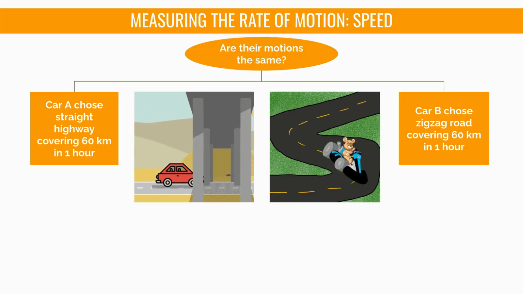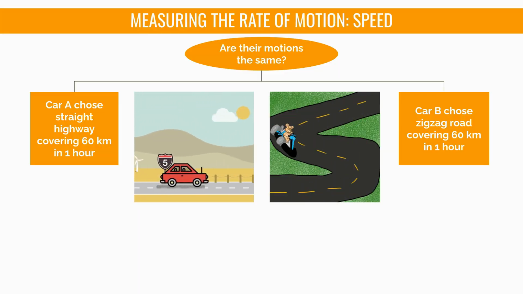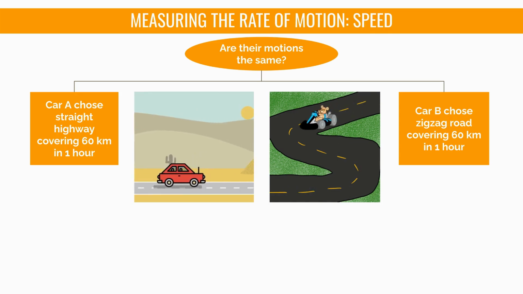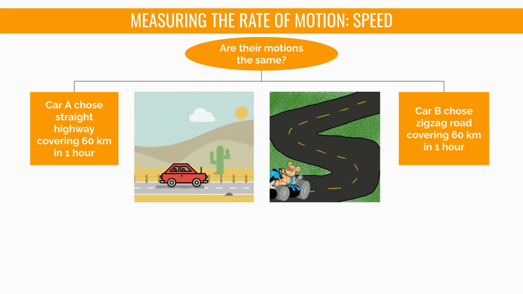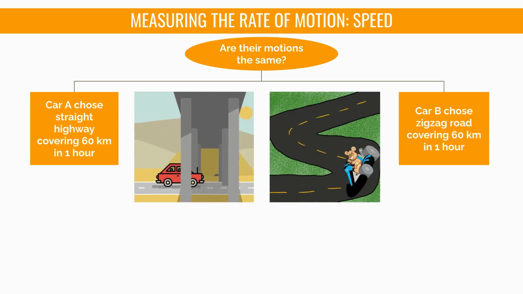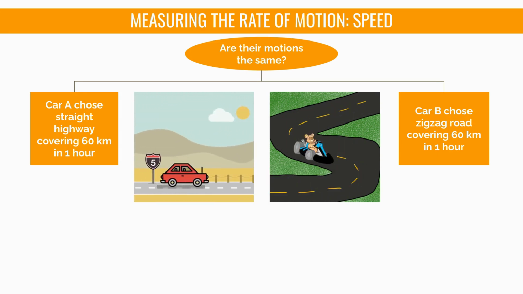Imagine two cars reached the same destination. One took a straight highway. The other took a zigzag road. Both traveled 60 kilometers in 1 hour. Are their motions the same?